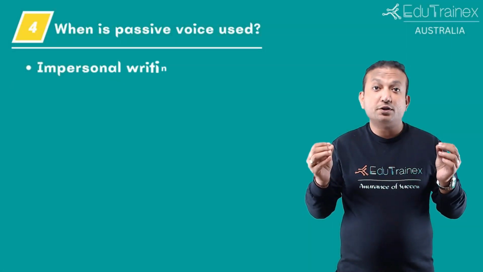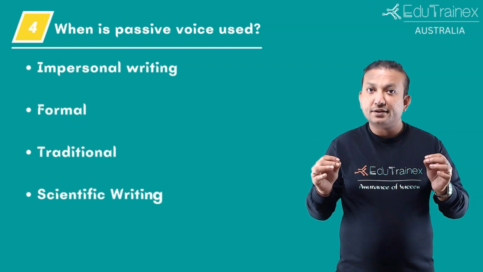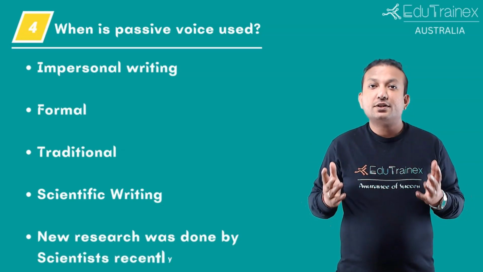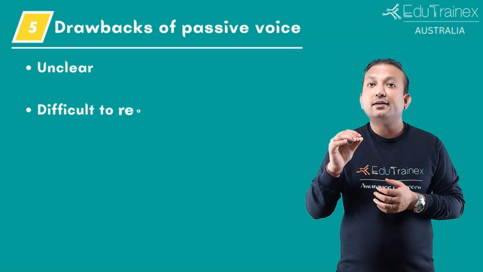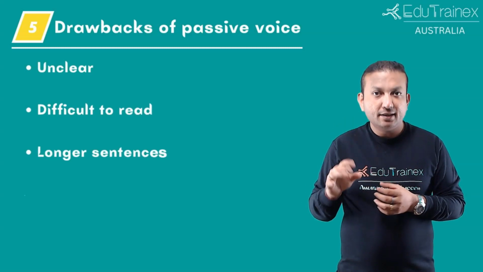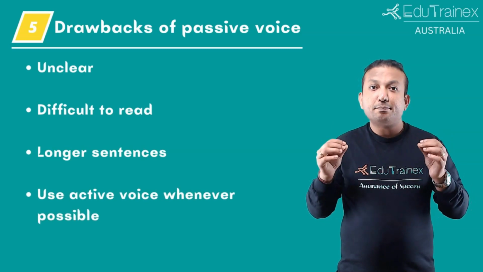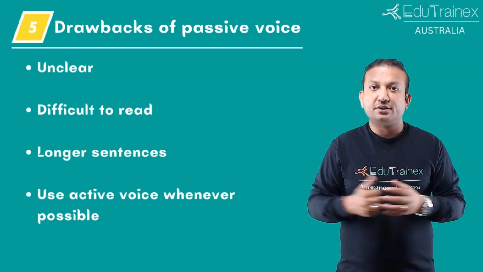So when is passive voice used? It is used for impersonal writing, formal, traditional, or scientific writing. For example, a new research was done by scientists recently. But passive voices are a little unclear, difficult to read, and make longer sentences. These are the problems in the passive voice, and you should try to use active voice wherever possible.